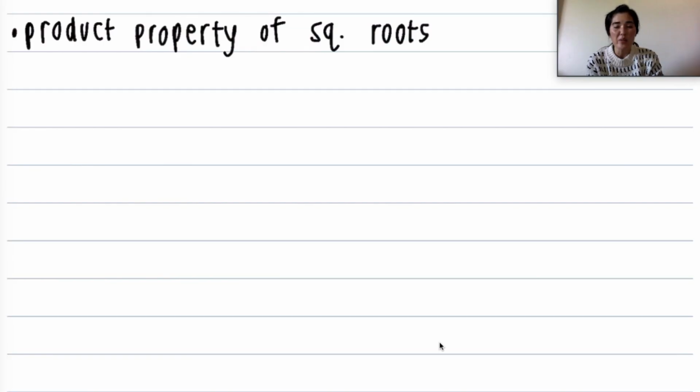All right, one thing that you might see in your book is what's called the product property of square roots. This is just the rule of how we multiply square roots together. So let me go ahead and give you an example.